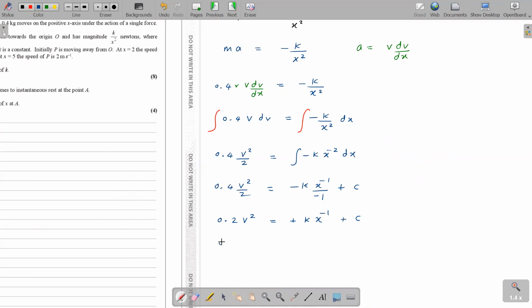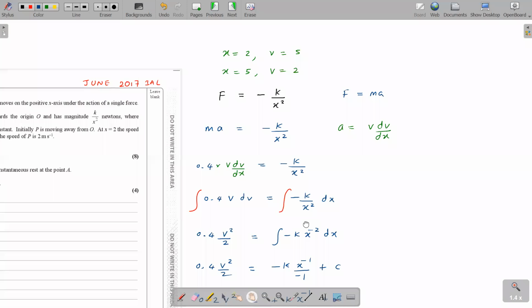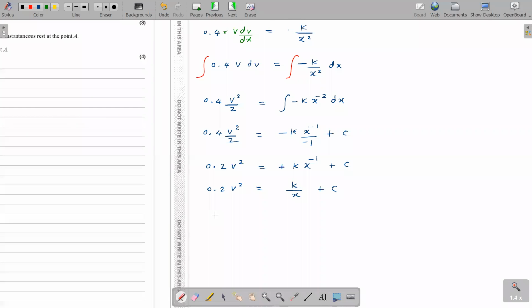Let me rearrange this first of all. 0.2 v square equals k x to the power minus 1, which is actually k over x, plus c. Shall I write it as k over x? Okay. So we come to this point. Now shall we substitute? What's the substitution we go with? When x equals 2, v is 5. Let's go with that.